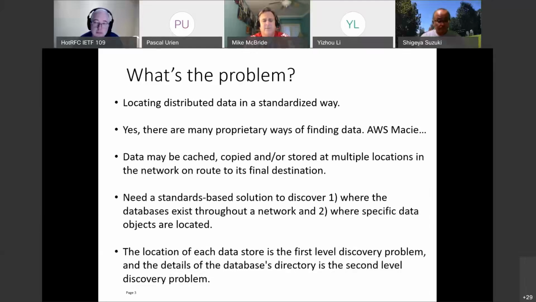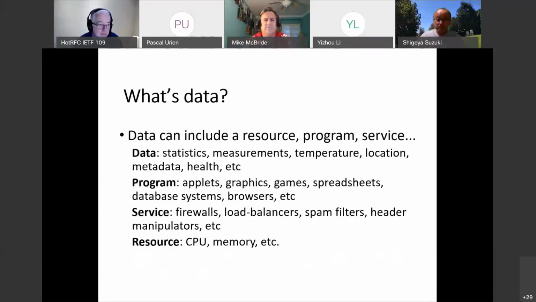And so we're trying to find a way to do this, and we haven't come up with any solutions, just the problem. We want to come up with a standards-based solution to discover where the databases exist throughout a network first, and then where specific data objects are located that we're looking for. So the location of each data store is the first level discovery problem, and then the details of the database directory is the second level discovery problem.